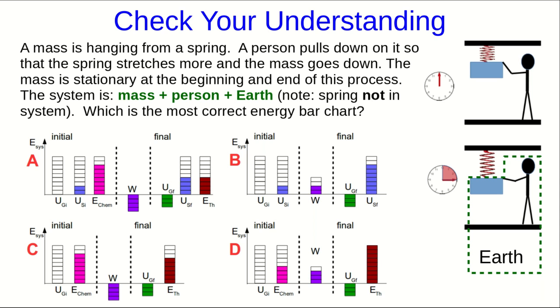So we have a mass that's hanging from a spring. This is a lot like something that could happen in the lab, although usually in the lab the mass and spring wouldn't be this big. Anyway, a person pulls down on the mass so that the spring stretches more and the mass goes down. And the system is the mass, person, and Earth. Which of these is the most correct energy bar chart?